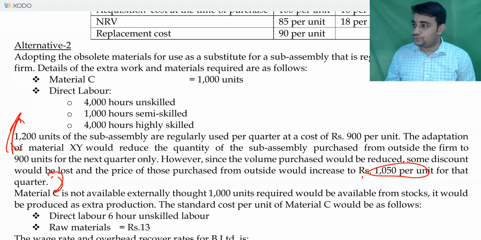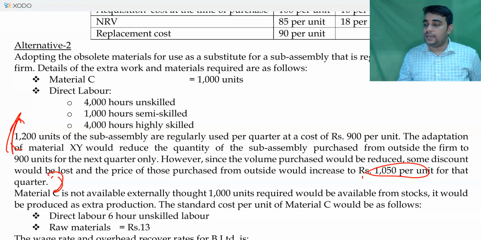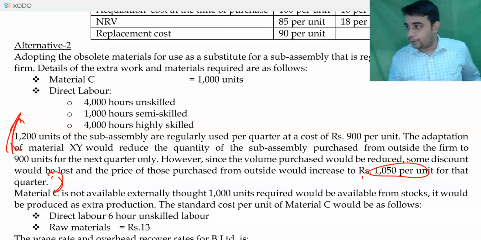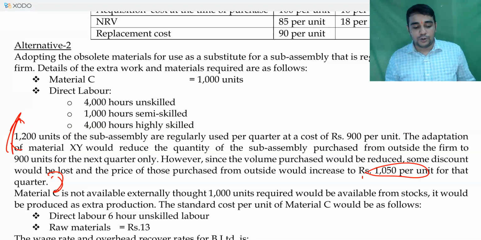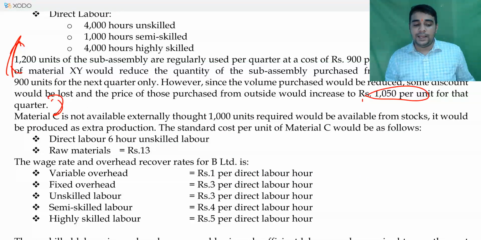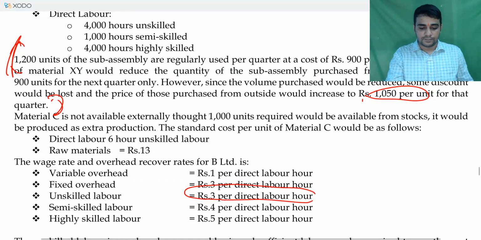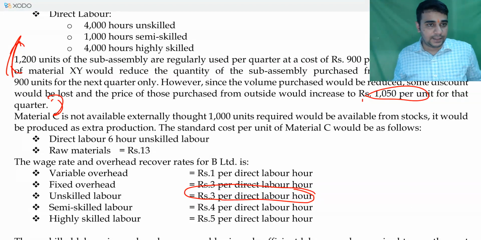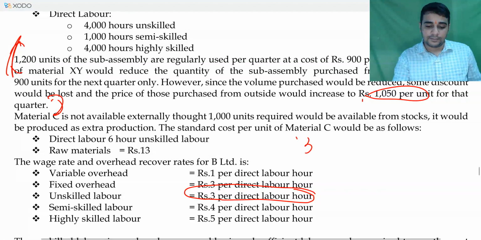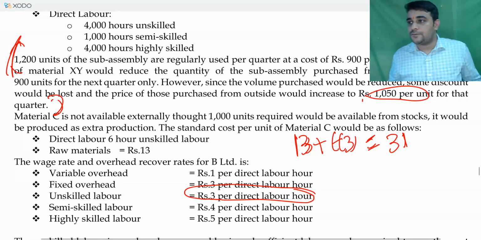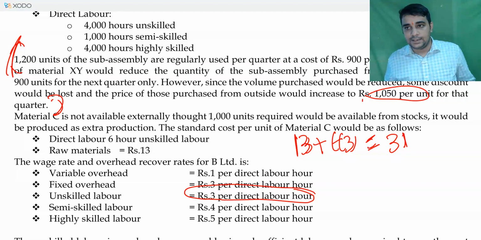It has to be produced. 1000 units would be available from stock. It would be produced as extra production. To produce this, you need a raw material of 13 rupees, labor of 6 hours of unskilled labor. Unskilled labor is paid at the rate of 3 per direct labor hour. 13 plus 6 into 3, 18, put together it is 31. That is the relevant cost of producing product C. Relevant cost of producing product C is 31.